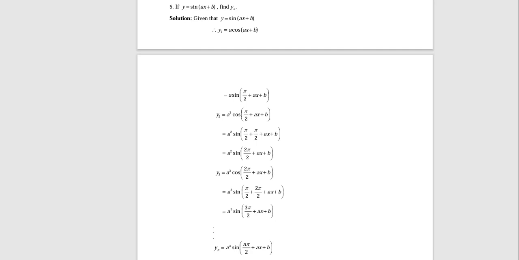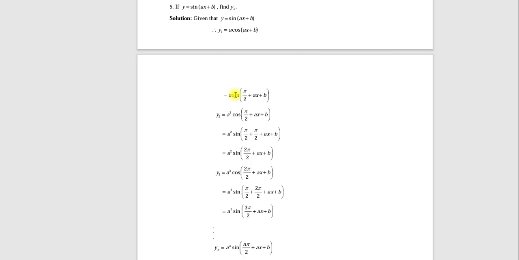Here the function is y equal to sine of ax plus b. So at first we have to differentiate this function, sine of ax plus b, and find y1. And we know d/dx of sine x equal to cos x. So if we differentiate this part, we will get cos of ax plus b. And according to chain rule, we have to differentiate the inside part as well. And if we differentiate ax plus b, we get a into 1 plus 0. So a into 1 comes forward. Here is this a.